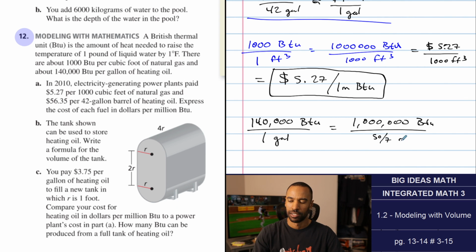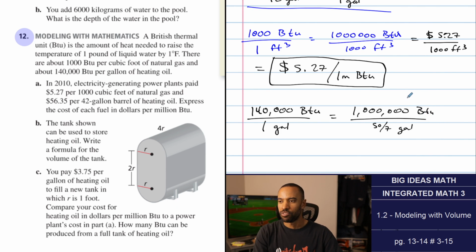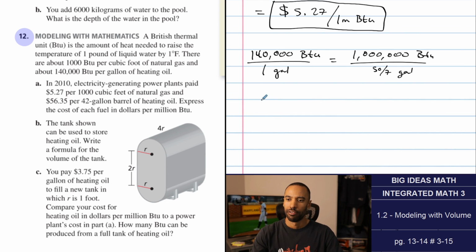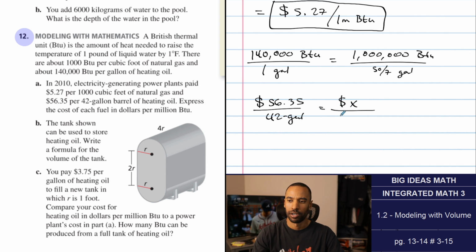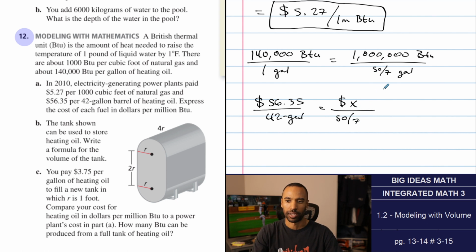50/7 of a gallon. So this time I am going to resort to fraction. So if they're 50/7 of a gallon there, in here we're going to talk about a 42-gallon barrel. So $56.35 per 42 gallons equals how much money per 50/7 of a gallon, because 50/7 of a gallon is going to be the same as the 1 million BTU, basically. That's how we're working that thing.